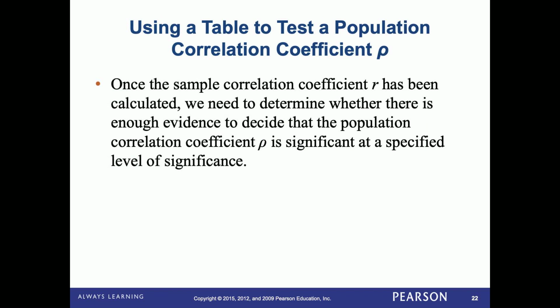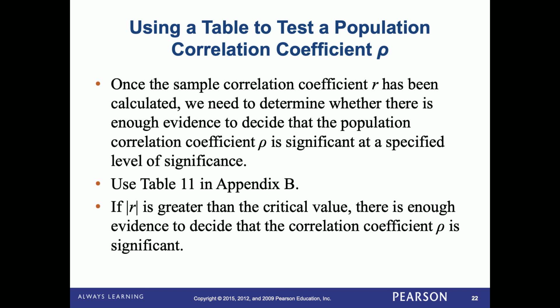So, using a table to test the population correlation coefficient rho. All right. So in your book, Table 11 in Appendix B, you will have information about the absolute value of r being greater than some critical value listed in your table. So that table is important. So you all have books. So if you're doing the classwork or homework, I will get hold of this Table 11 in Appendix B and get a copy of it for you. Otherwise, use the book.